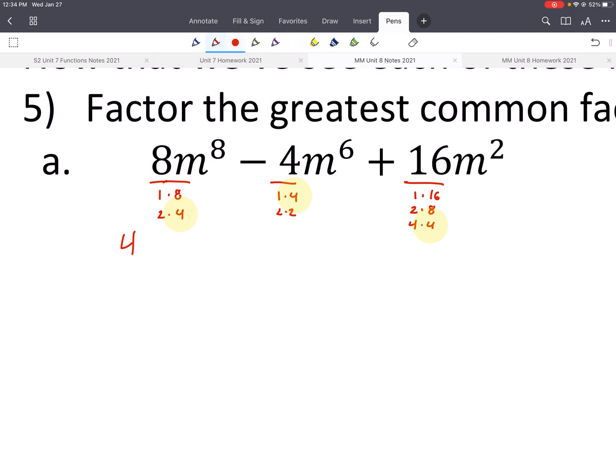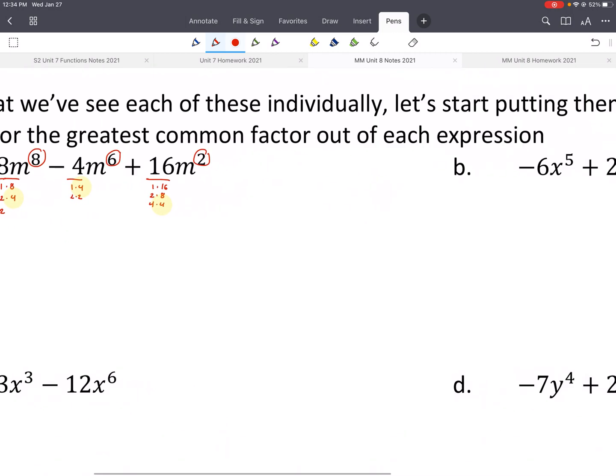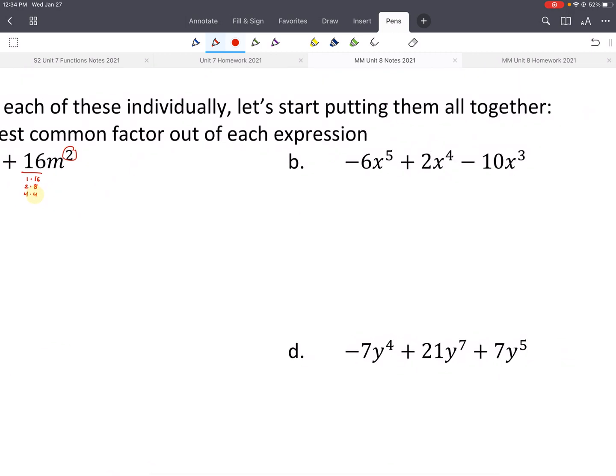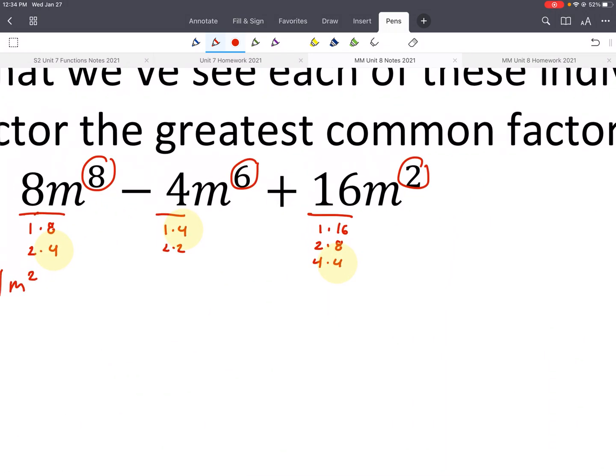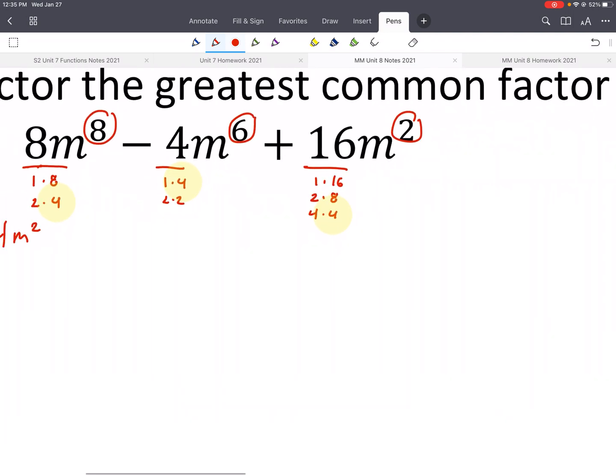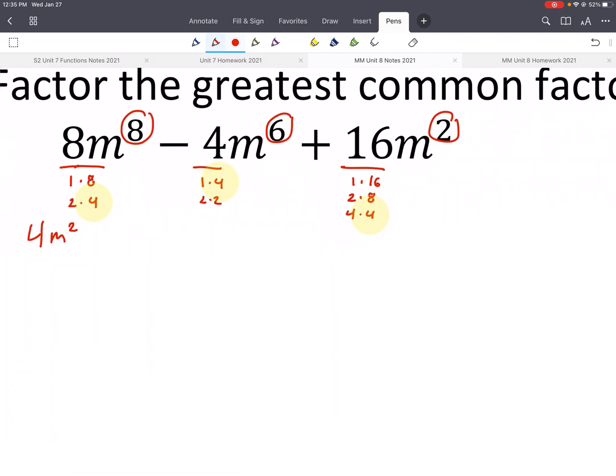Okay, and then we'll look at our variables. So we'd look at the 8 and the 4 and the 2. Our smallest here is a 2. So then we would say m to the 2. And you've got to look at the exponents for every single one. Let's see, do we have an example of that? No. Okay, so we need to talk about that real quick. Maybe we'll change it for the next one. Okay, and then we look for the leading negative. So this is in standard form, there's not a negative, so this is our greatest common factor.